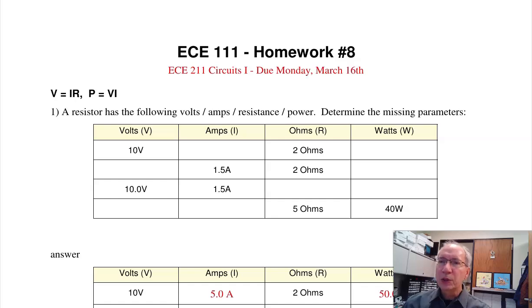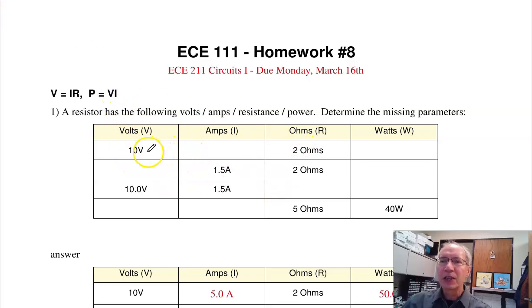Here are solutions to homework set number 8 for ECE 111. This homework set looks at problems you'll encounter when you take ECE 211 Circuits 1. Now the first problem uses Ohm's law, V equals IR, and power is volts times amps. If I have two measurements, I can calculate the rest.